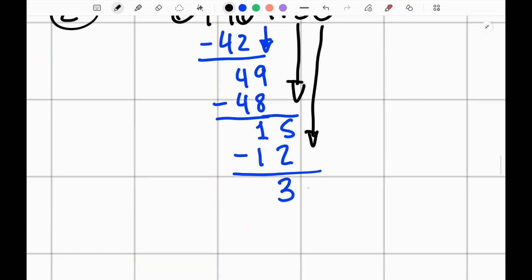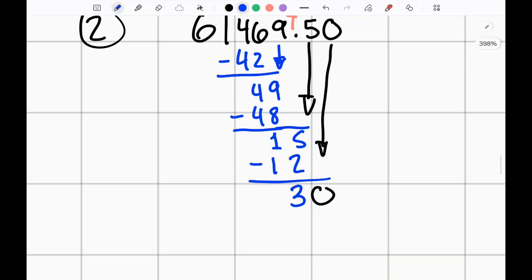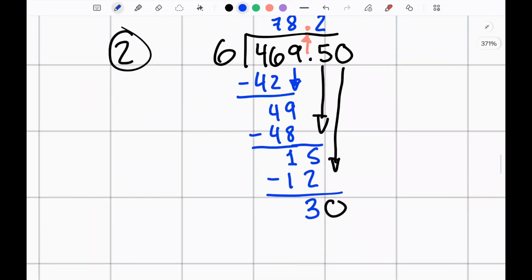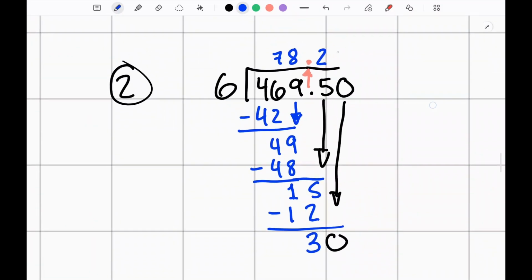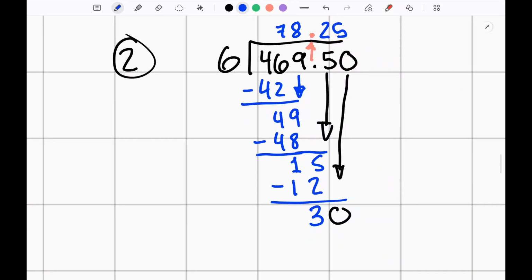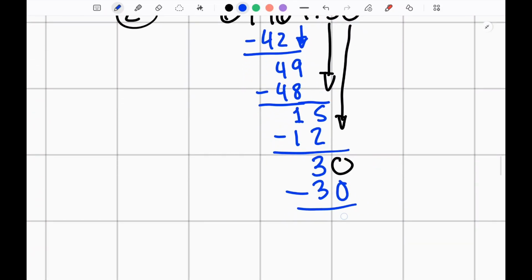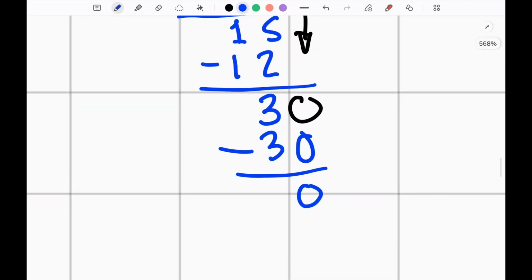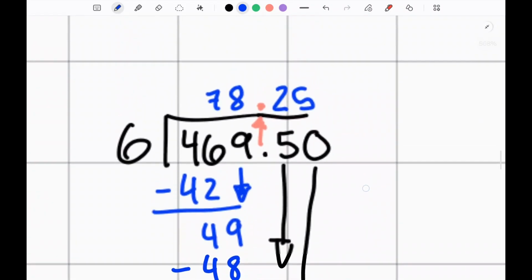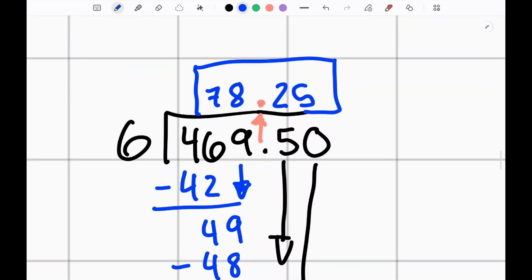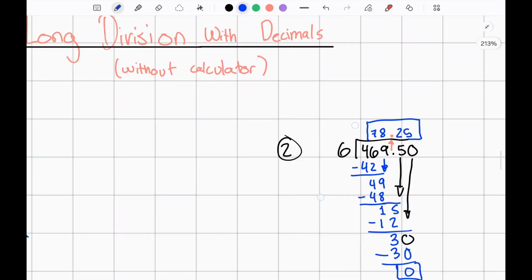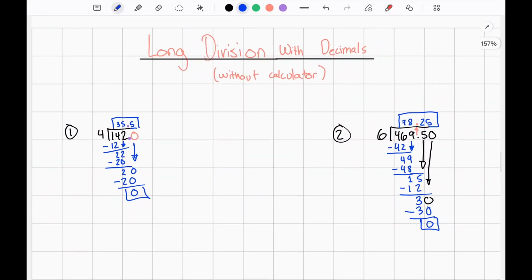So we bring down a 0 and then we ask, can 6 fit into 30? And it can. It can fit 5 times into 30. So we're going to draw a 5 here. 6 times 5 is 30. And we subtract and we get 0. This means we're done. And the answer is 78.25. This is how you solve long divisions with decimals.